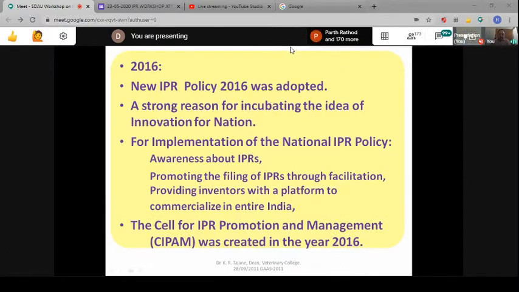Now, in 2016, the new intellectual property right policy was adopted, with implementation of this new policy, awareness about intellectual property rights, promotion of patents and other filings of intellectual property rights through assistance, and support for inventors with a platform so that they can commercialize their product in entire India. This was the major focus of the new intellectual property policy. And the most important thing is the establishment of the CIPAM, the Cell for IPR Promotion and Management, created in the year 2016. So these are the major changes and major focus on intellectual property rights.